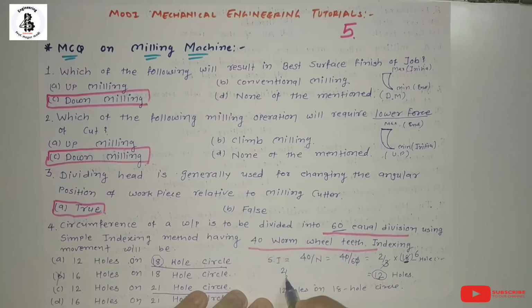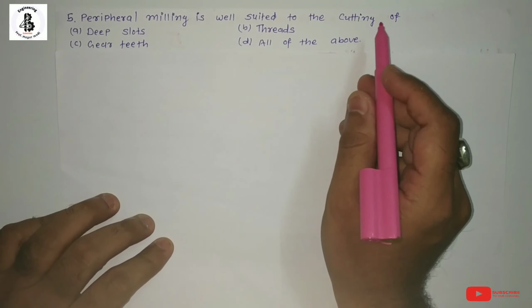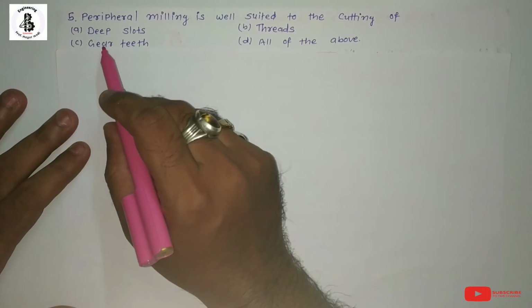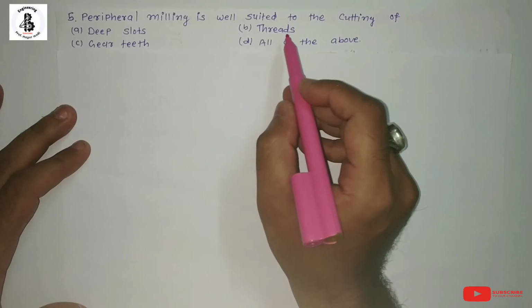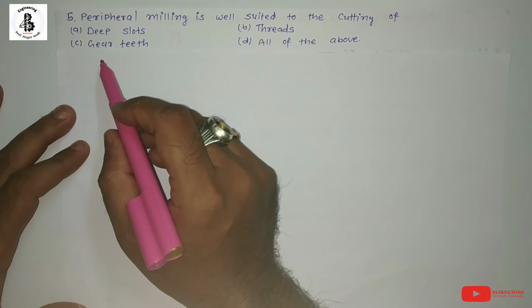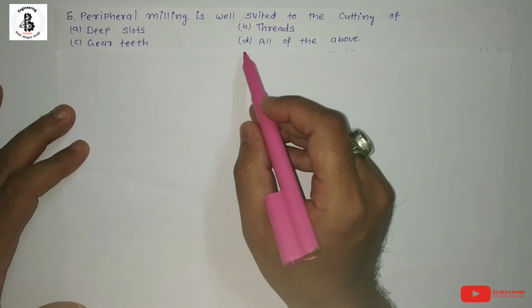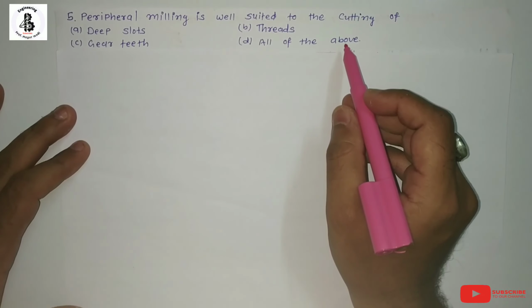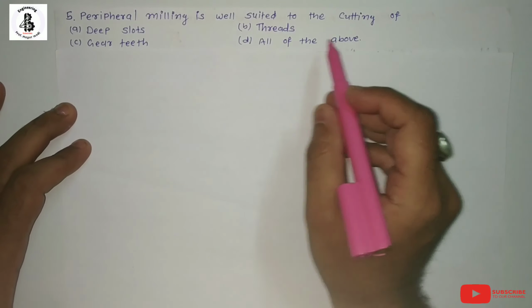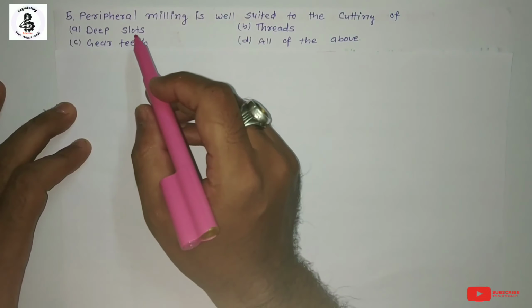Peripheral milling is well suited to the cutting of option A, deep slots, option B, threads, option C, gear teeth, and option D, all of the above. So that will be the applications of peripheral milling machines or milling cutters. You can make deep slots as well as threads, or you can also make gear teeth. So according to this, the right answer is D, all of the above.